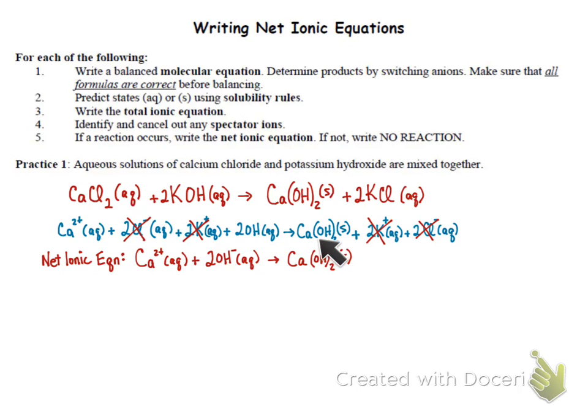The product, calcium hydroxide, is a solid, and the other product is 2 potassiums and 2 chlorides left over. Cross out all the spectators, and what we have left is calcium plus 2 hydroxide ions gives us calcium hydroxide solid.